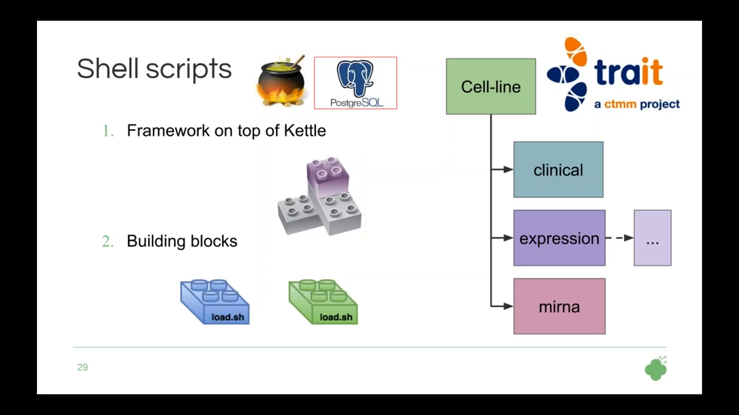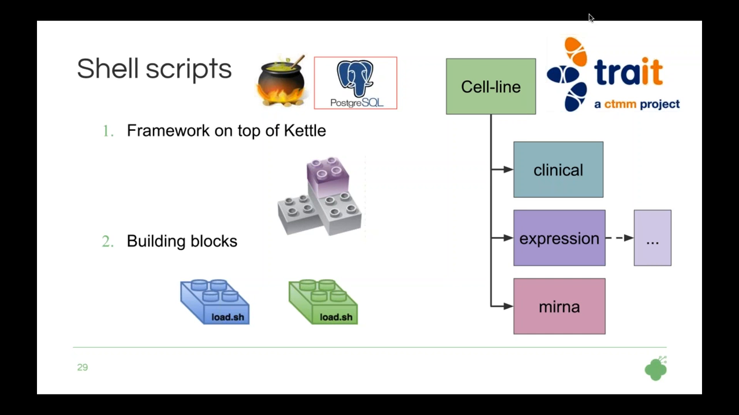I'll give a short overview of what this entails. It's built on top of Kettle, and currently it only works for Postgres. It's a framework consisting of building blocks, and each building block can be used to indicate part of the study that needs to be loaded. The structure of the folders still is the same, but you can rename, for example, clinical to something else because it's not bound to this anymore.